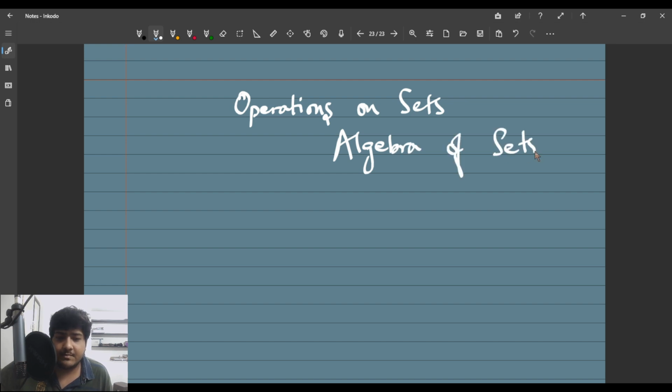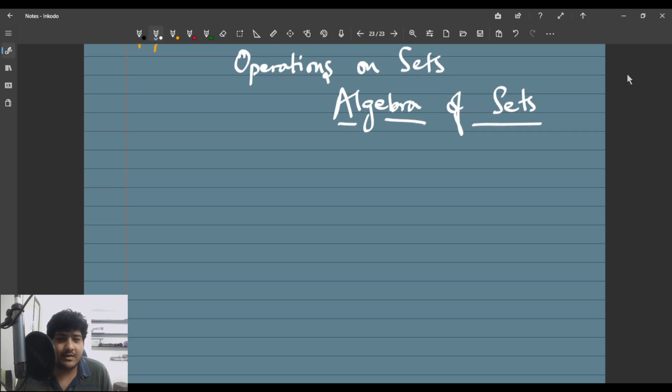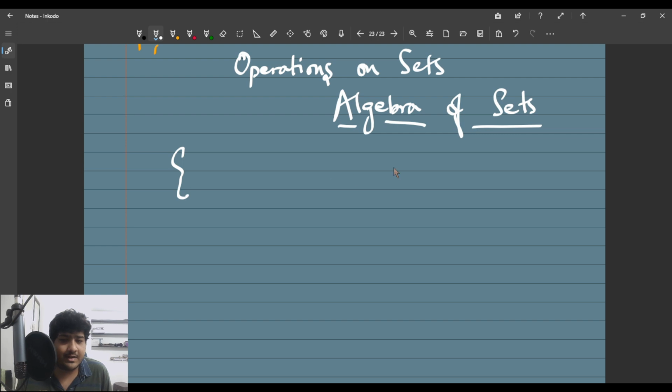Algebra of some structure in mathematics means the operations that can be done with that structure. So algebra of sets. And we know of a few operations already: plus, minus, divided by, and multiplication. These are algebraic operations on real numbers, but we have defined a set in a very unique way. It's just a collection of well-defined objects. So just with that very general definition, collection of any well-defined objects.